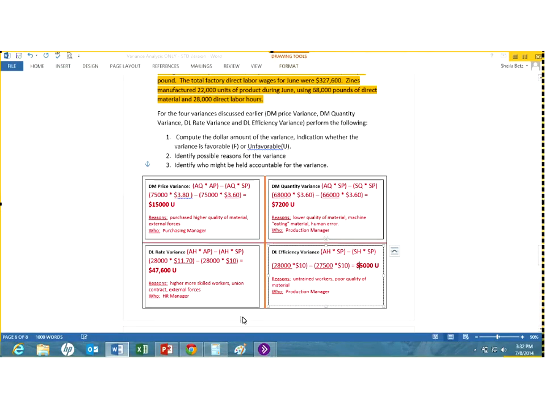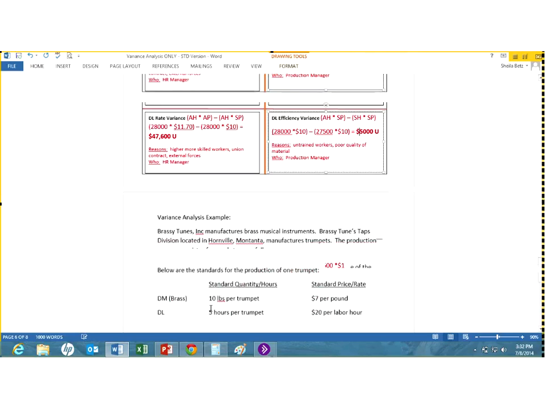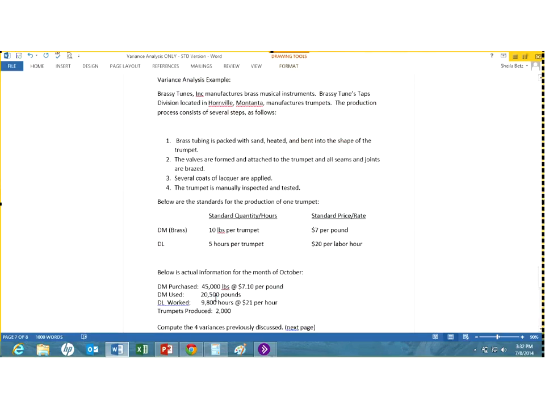So now we've taken a look at one example of variances. Let's take a look at another one to give you guys some extra practice. So the next problem we have is Brassy Tunes Incorporated manufactures brass musical instruments. Brassy Tunes Tax Division, located in Hornville, Montana, manufactures trumpets. The production process consists of several steps. Well, we don't need to really read through that, do we? Below are the standards for the production of one trumpet.